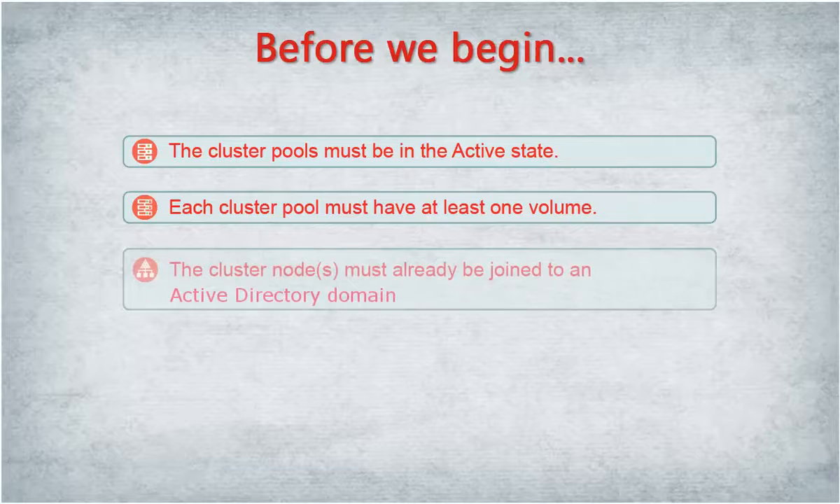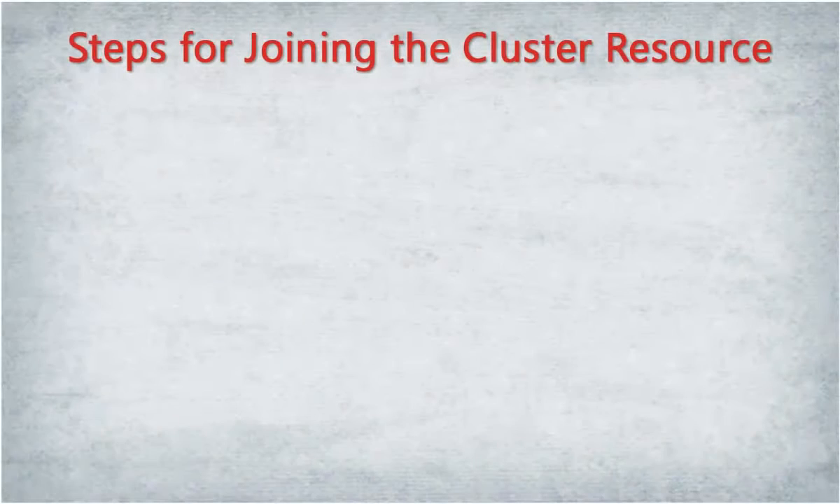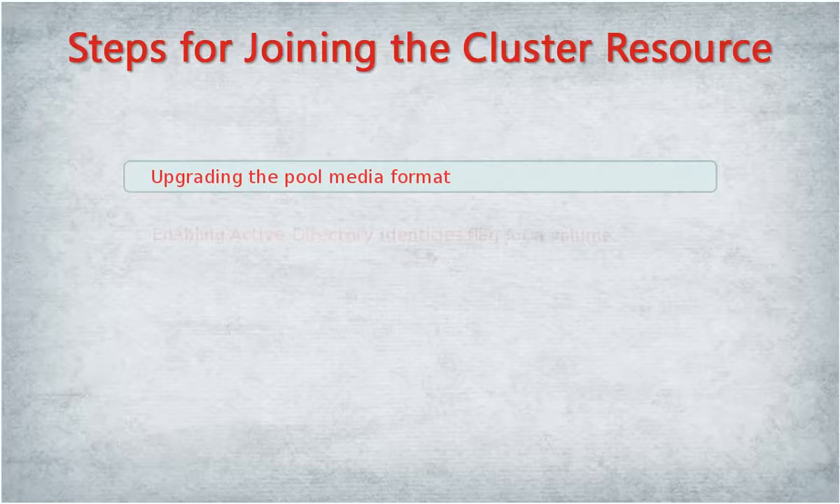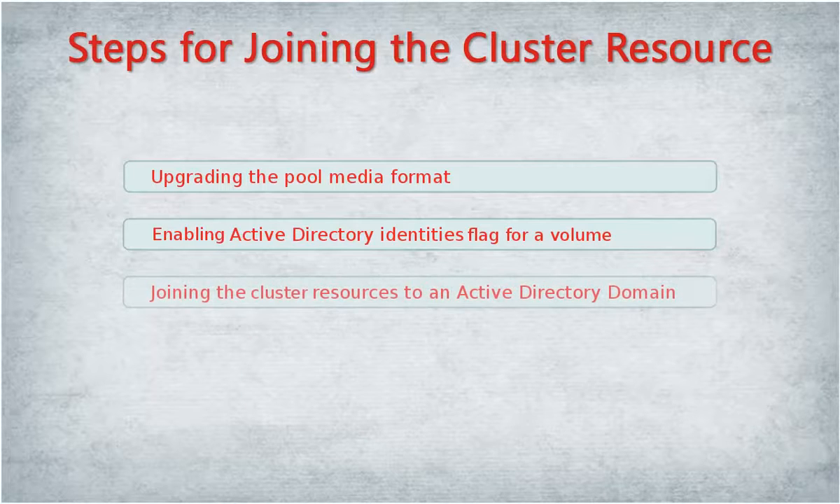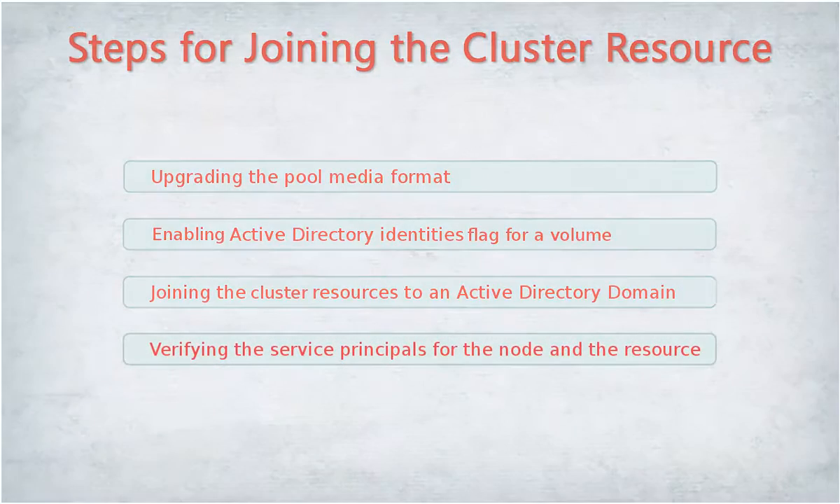Upgrade all nodes to OES 2015 and join them to an Active Directory domain in order to provide users with uninterrupted access to their data. This process includes 4 main tasks. Upgrading the pool media format. Enabling the Active Directory identities flag for a volume that you plan to provision for the Active Directory users. Joining the cluster resources to an Active Directory domain. And verifying the service principals for the node and the resource.